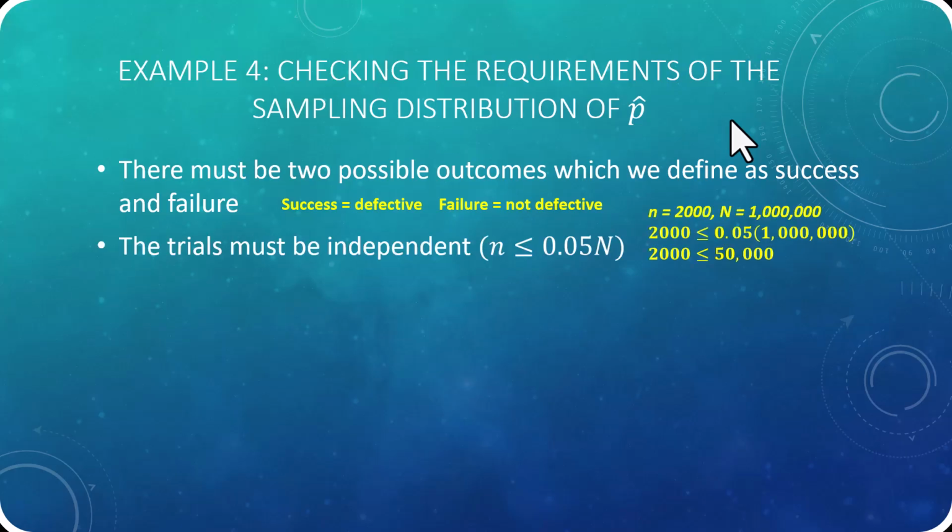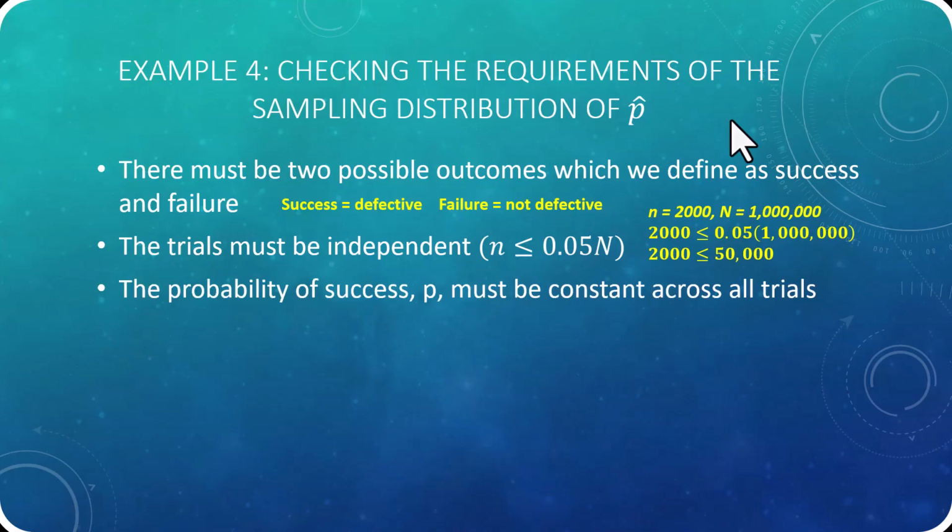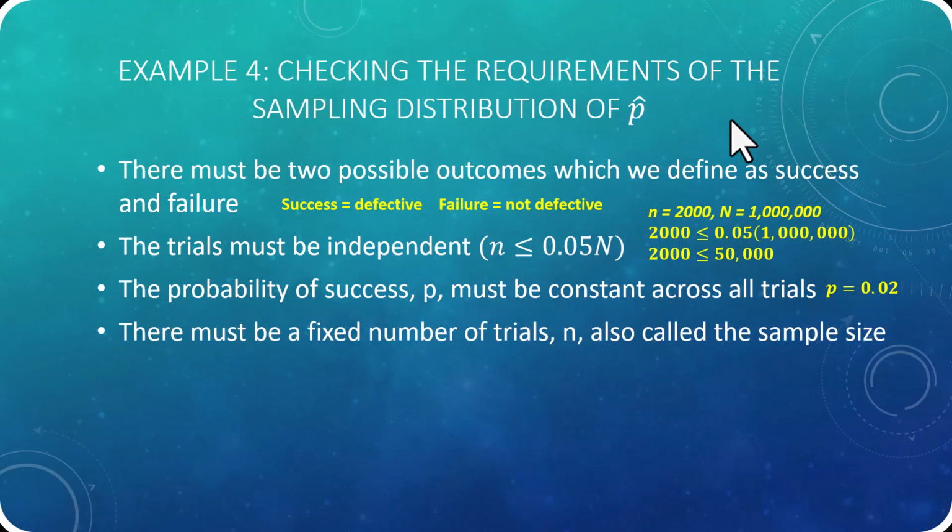The trials have to be independent. This time we have a million. 1 million is our population size, 2,000 is our sample size. As you can see, 5% of a million is 50,000. 2,000 is clearly less than that, so that requirement has been met. The probability of success, P, has to be constant, and it is. The probability that a widget is defective is 2%. There have to be a fixed number of trials, which is, again, our sample size, which is 2,000.